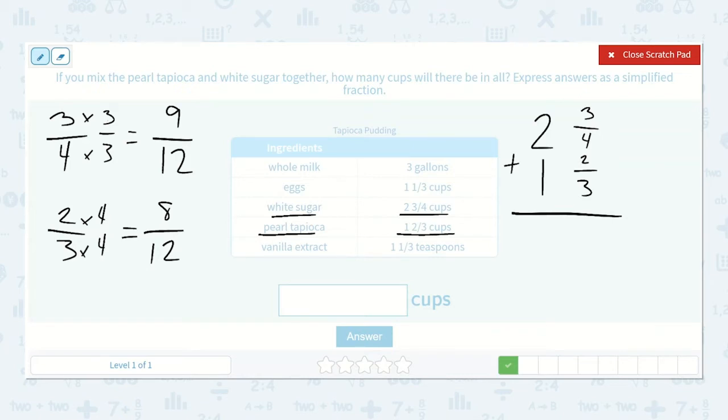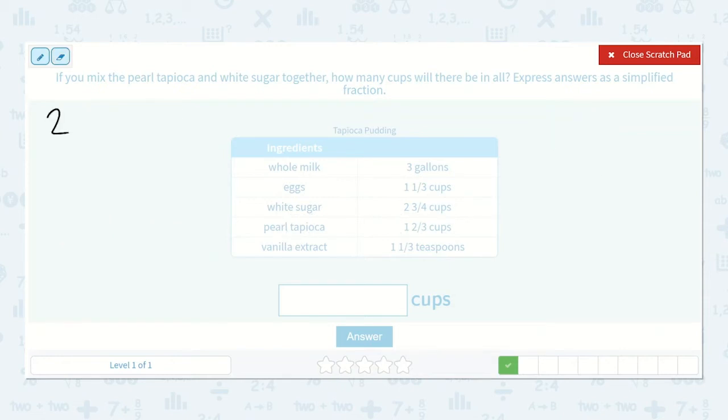So I'm going to clear this page and rewrite that. 2 9/12 plus 1 8/12. So 2 9/12 plus 1 8/12. Let's add our fractions together. 9 plus 8 is 17, so that is 17/12. And then 1 plus 2 is 3.